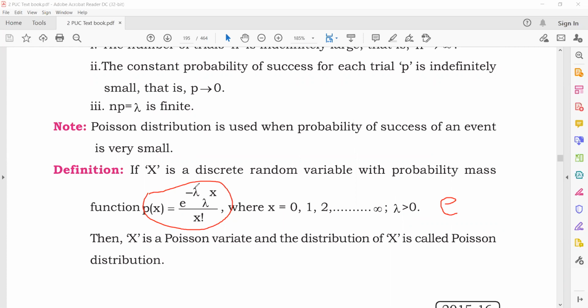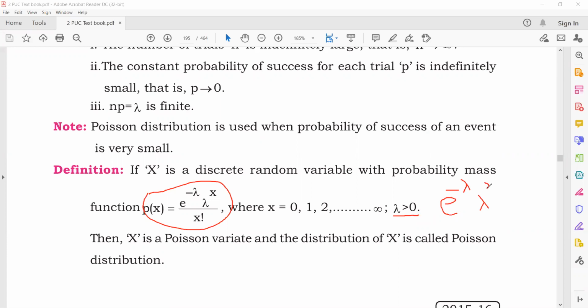So lambda is the real number which takes any positive value, and that is said to be the parameter of the distribution. Once you observe lambda, you can compute the probabilities for any particular value of x using the formula e power minus lambda, lambda power x by x factorial.